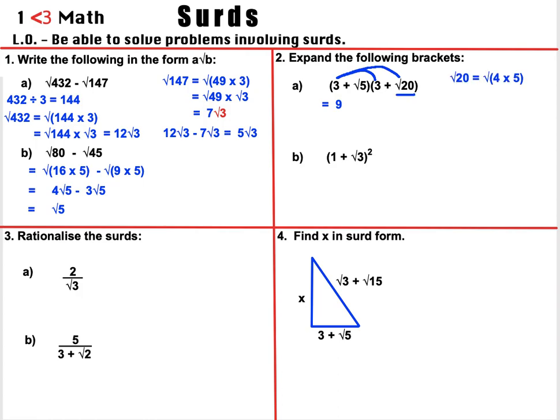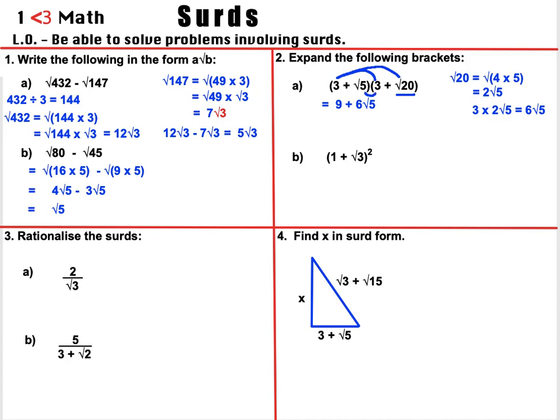Root 20, I'm looking for the biggest square number that is a factor. It's 4, so therefore root 20 is the root of 4 times 5. Then I can do the root of 4, so root 20 simplifies to 2 root 5. So 3 times 2 root 5 is 6 root 5, and that's our next part of the expansion.